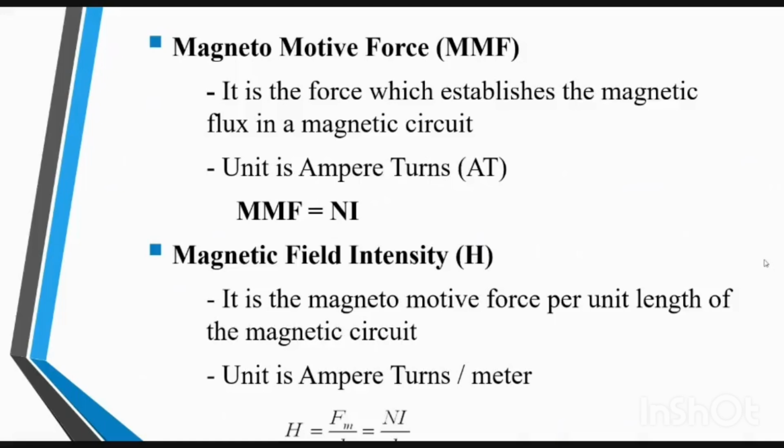Magnetic field intensity, H. It is the magnetomotive force per unit length of the magnetic circuit. The unit is ampere turns per meter. The equation is H equal to MMF, that is Ni divided by L, where L is the length of the coil.